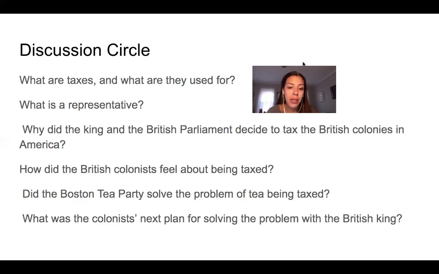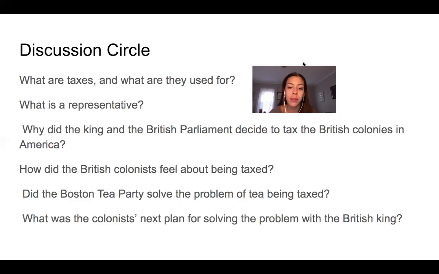Did the Boston Tea Party solve the problem of tea being taxed? Well, the Boston Tea Party was when they threw all of the tea into the ocean. And instead of stopping the taxes, the British just stopped sending food and tea to the colonies. So it kind of made the situation a little bit worse, but the colonists felt like they were really standing their ground and saying, we are not okay with these taxes.